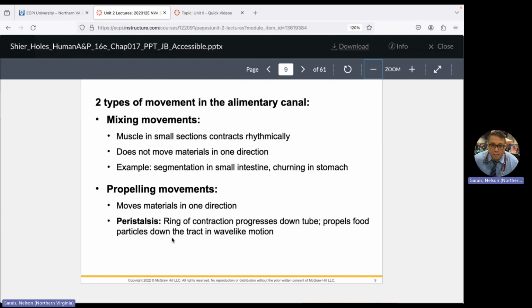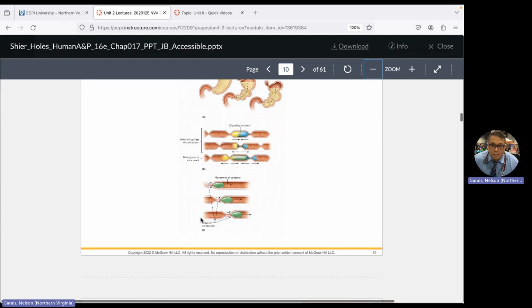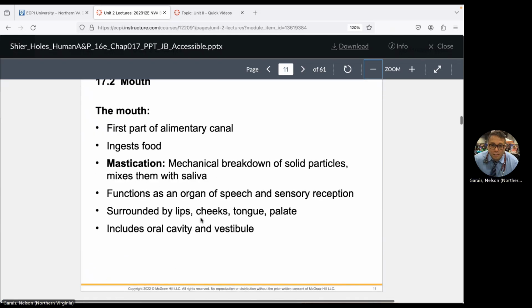Both movements are rhythmic. Both movements require visceral slash smooth muscle and are controlled by the autonomic nervous system. You can't make yourself do peristalsis. You can't turn your stomach on command. All that is autonomic nervous system.